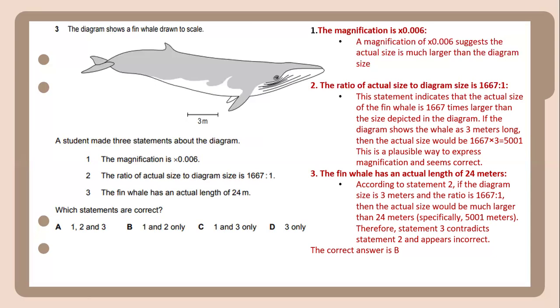And the third one is that the fin wheel has an actual length of 24 meters. According to statement 2, if the diagram size is 3 meters and the ratio is 1,667 to 1, then the actual size would be much larger than 24 meters. Therefore, statement 3 contradicts statement 2 and appears incorrect. So the correct answer will be 1 and 2, which is B.